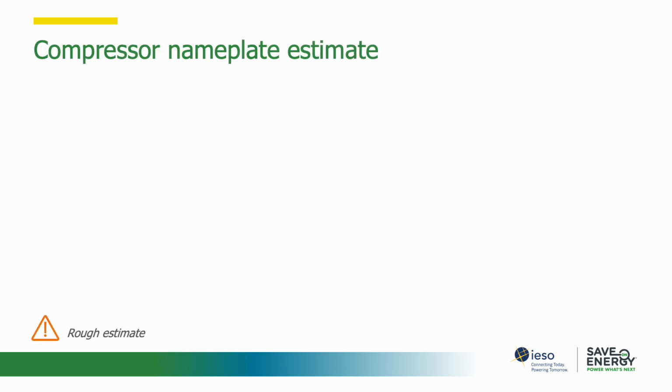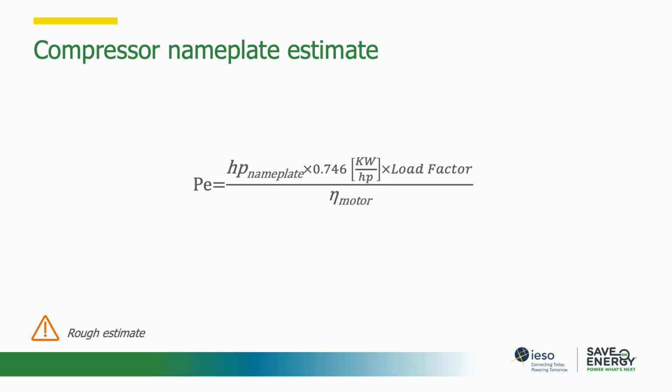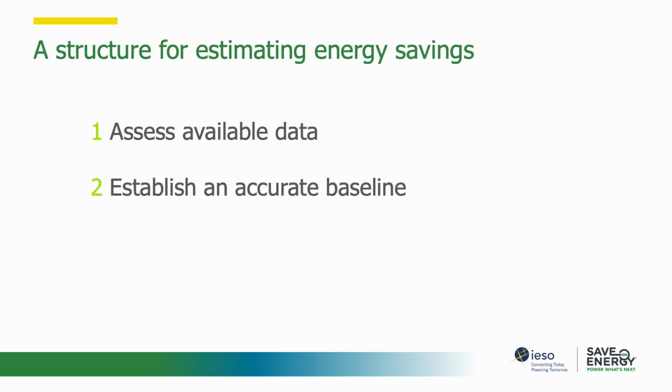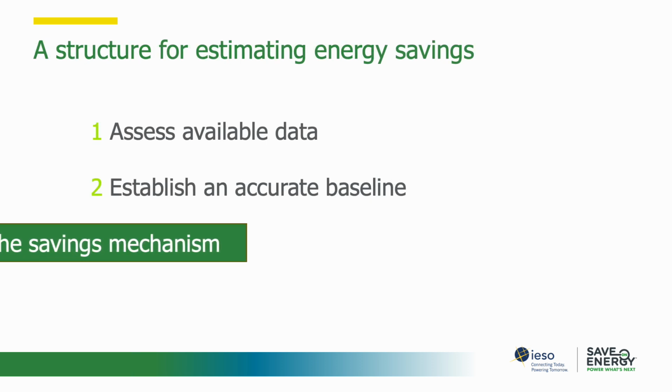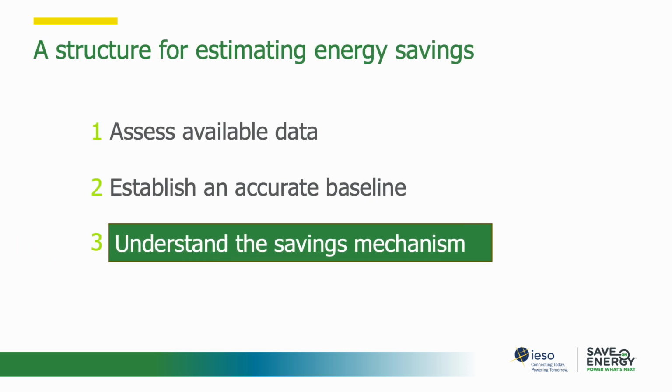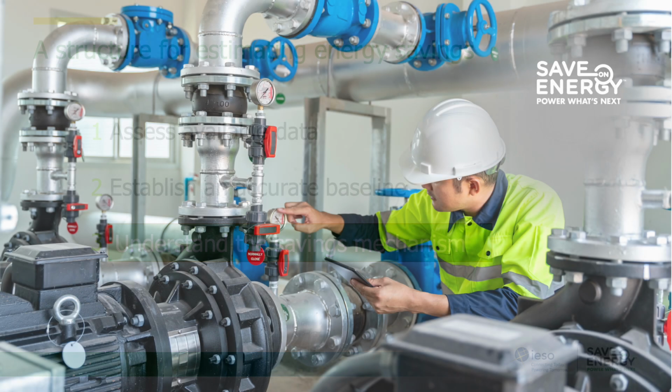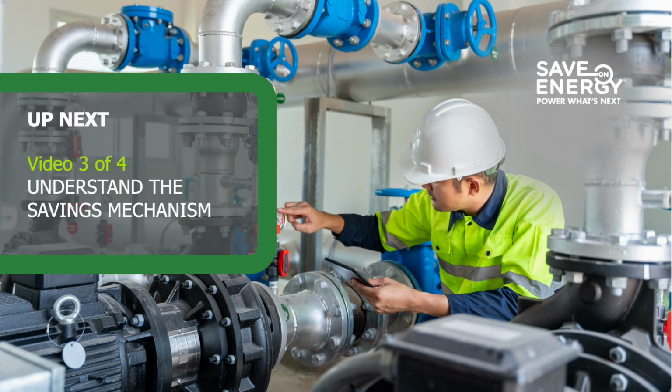If all you have is the motor nameplate and you just need a rough estimate, you can use this power equation to calculate average power using an estimated load factor. Once a reasonable baseline has been established, the next step is to determine the savings mechanism of your energy savings opportunity to understand how these changes might affect your baseline energy consumption. In the next video, we'll look at different savings mechanisms for compressed air systems.